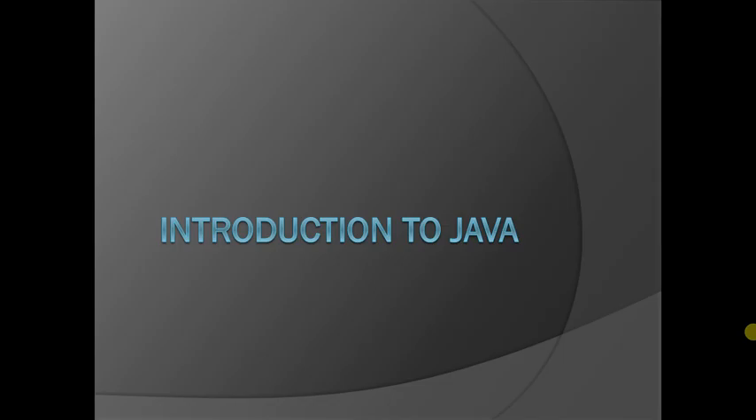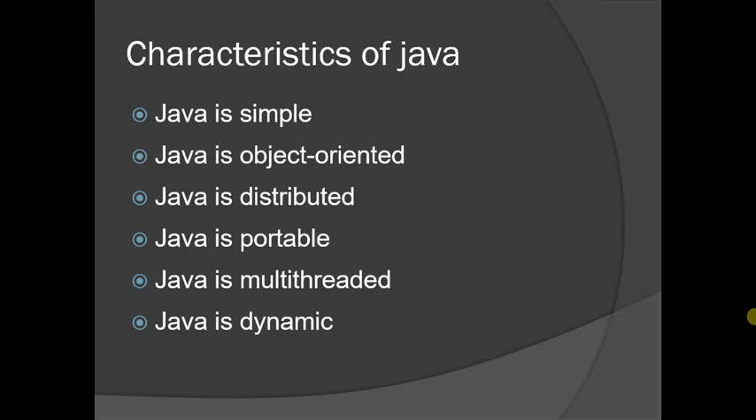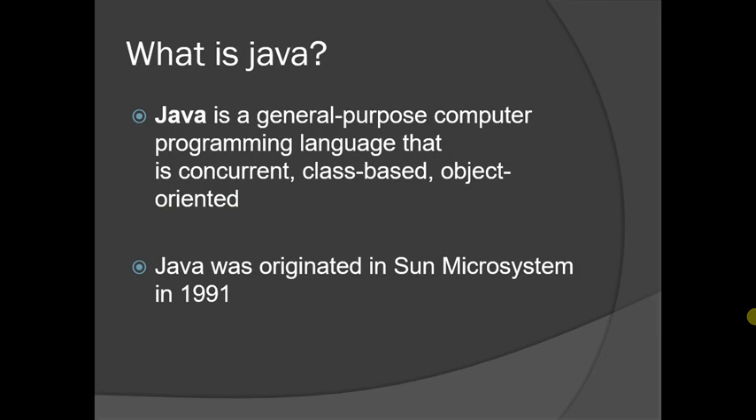Students, today we're going to talk about an introduction to Java. Java is a simple and powerful object-oriented programming language, and this is similar to C++ in many aspects. Java is a general-purpose computer programming language that is concurrent, fast-paced, and object-oriented. It originated at Sun Microsystems in 1991, and it was put forth by James Gosling.